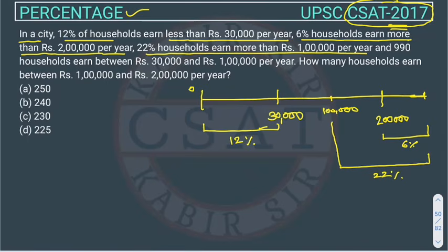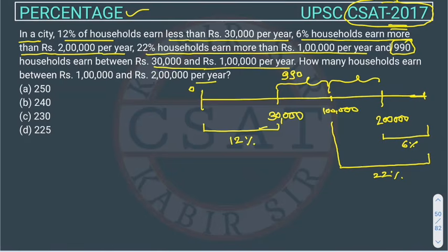And 990 households earn between this. This amount is given, 990. All this is in percentage, and this is a number, right? So 990 households earn between 30,000 and 1 lakh per year. How many households earn between 1 lakh and 2 lakh per year? So we have to find out this figure.